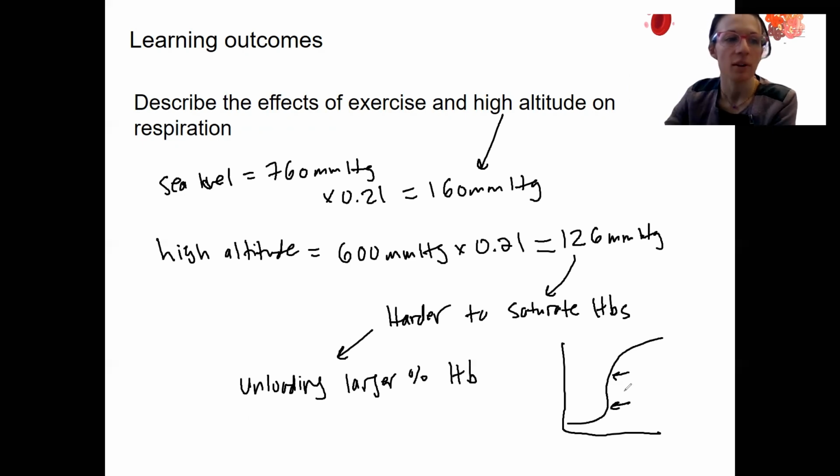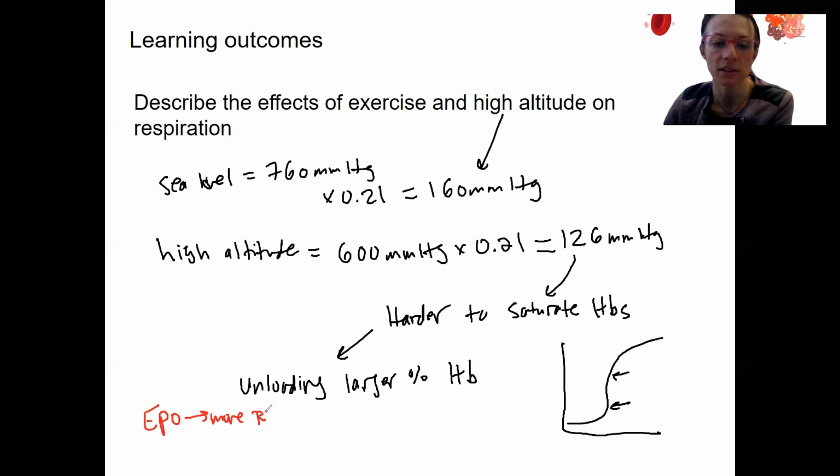And so this is where it can cause problems, acute exposure to high altitude. Over time, you can acclimate. So how does your body acclimate? Well, EPO, erythropoietin, is produced, is stimulated at high altitude and will make more red blood cells. Then you've got more hemoglobin total, and then you're good.